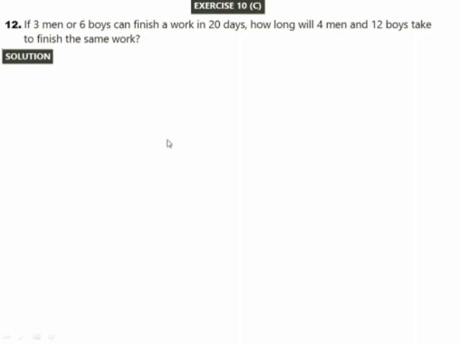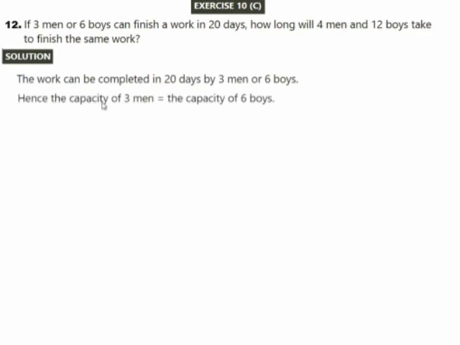Alright, so the last question for the day. If 3 men or 6 boys can finish a work in 20 days, that means if only 3 men work, they finish the work in 20 days, or if 6 boys work instead of 3 men, they can also finish the work in 20 days. So what is the meaning of this? This means that the capacity of 3 men is equal to the capacity of 6 boys, isn't it?